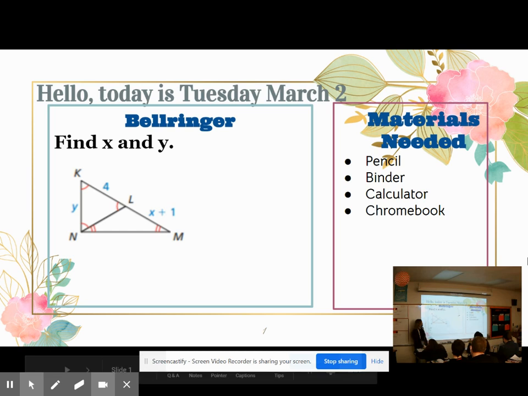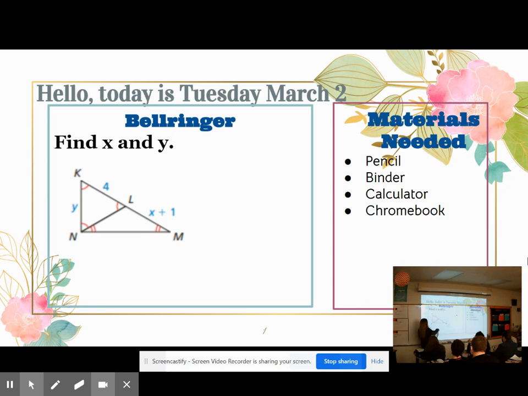Marcia, go ahead. Y equals 4, and I added x plus 1 equals 4, and then subtracted 1 from both sides and got 3. How do you know that side equals 4? Miss Goodman, I've never done a... How do you know it's equal? X is equal to 4. I just know. You have to have a reason.